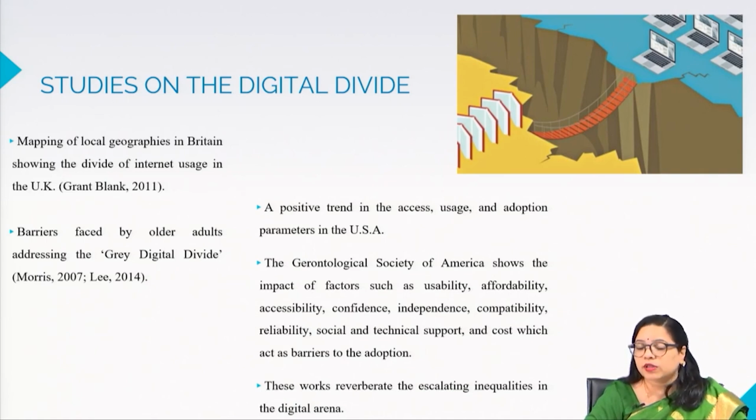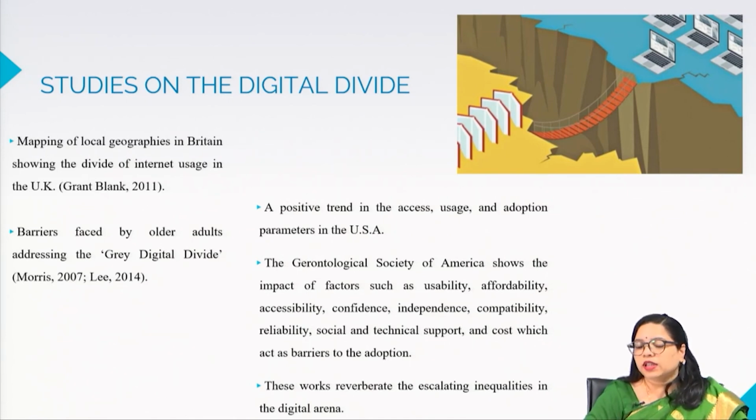There has been expanding research in this realm of digital inequality, such as the mapping of the local geographies in Britain, showing the divide of internet usage in the UK, or an inquest on the barriers faced by older adults in addressing the grey digital divide, which was referred to by Morris and Lee.